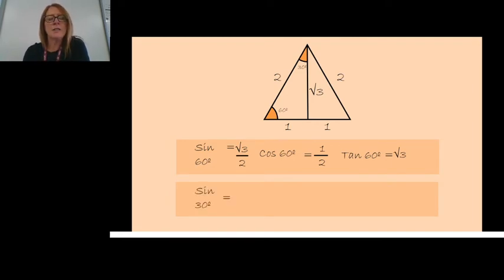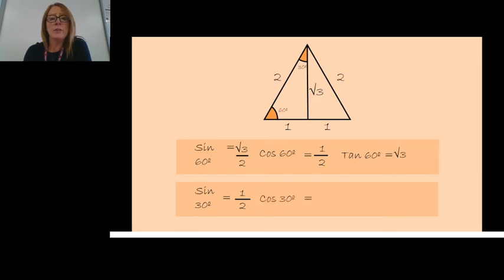For sine 30, I'm going to go to the top of the triangle and I'm looking at 30 degrees and I'm looking at what sine is, or sine's opposite divided by hypotenuse. So sine 30 would be looking at 1/2 because opposite 30 is 1 and the hypotenuse is 2.